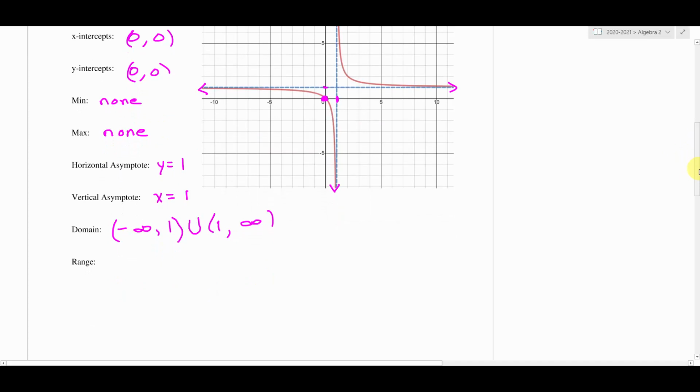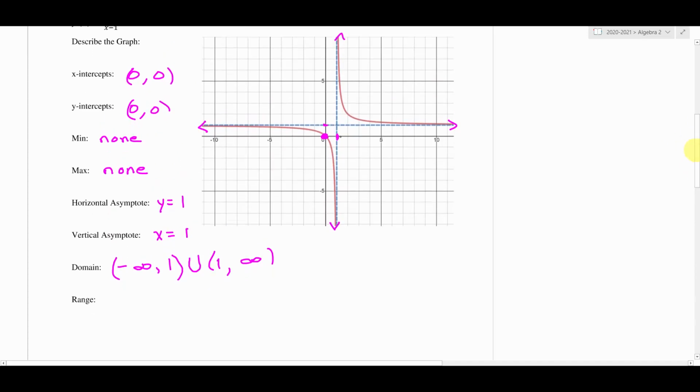All right, let's talk about the range. Okay? Remember, range is low to high. And again, we have two separate curves that we have to consider. So this curve is going to be the part that has my low because it's got this thing down here going all the way down to negative infinity. So that's where I'm going to start my range. That is the lowest point, negative infinity.